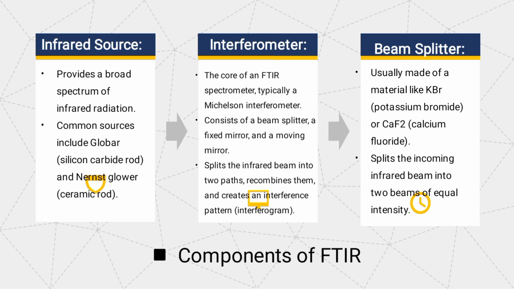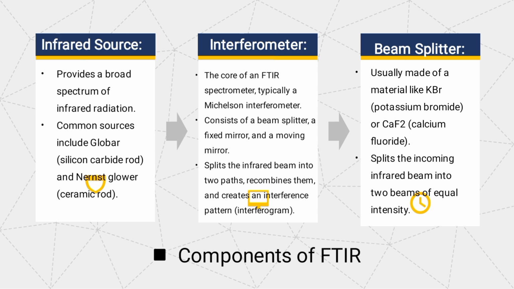Number 2, interferometer. The interferometer is the core of FTIR, and in this case Michelson interferometers are used. It consists of a beam splitter, a fixed mirror, and a moving mirror. Its function is to split the infrared beam into two parts, then recombine them and create an interference pattern that is called an interferogram.